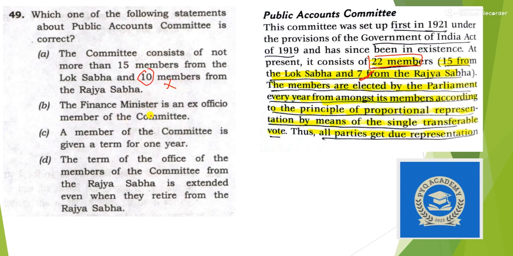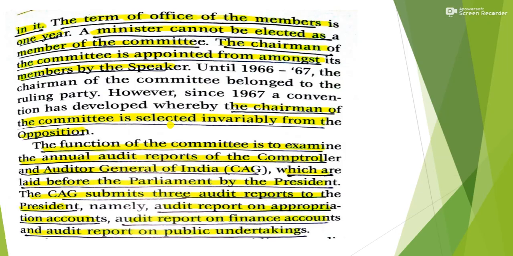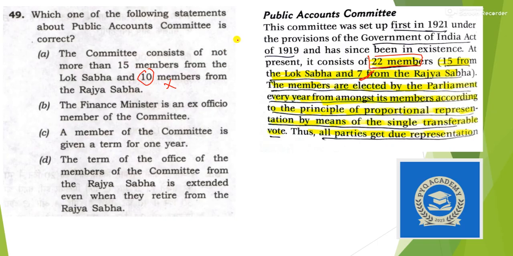Okay, the finance minister is an ex officio member of the committee. Although it seems true, the main eligibility condition is that a minister cannot be elected as a member of this committee. So how can a finance minister become an ex officio member? Ministers are debarred from this committee. So this is also wrong.